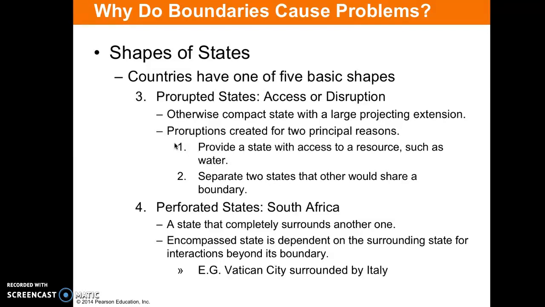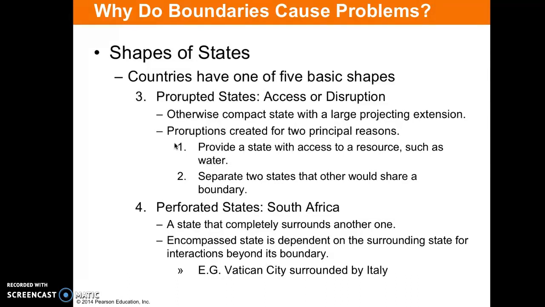And then we have prorupted states. Prorupted states are created for access usually. A prorupted state is a state that would usually be compact, but it has a large projecting extension. And the proruptions are created for 2 principal reasons. Primarily, it's to provide a state with access to a resource such as water. So if you would be otherwise landlocked, sometimes a proruption is designed when you establish a state. They might give you access to the ocean or a lake or a river.